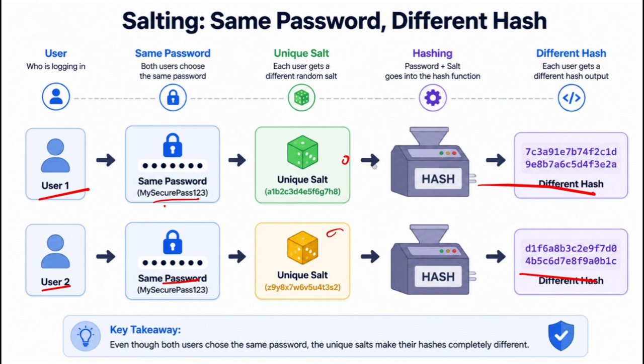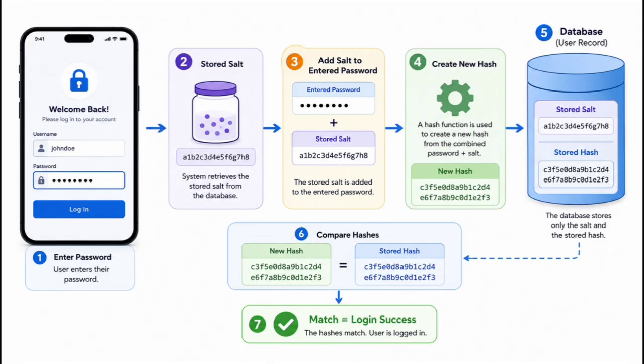The salt is combined with the password before hashing. The combination of salt plus password is what makes the different hash. Otherwise, the same input would give the same hash. The main purpose of salting is so that the final hash would differ. The salt does not need to be hidden. It can be stored beside the hash in the database. Its purpose is to make every stored password result unique. So remember this flow: same password, different salt, different hash.